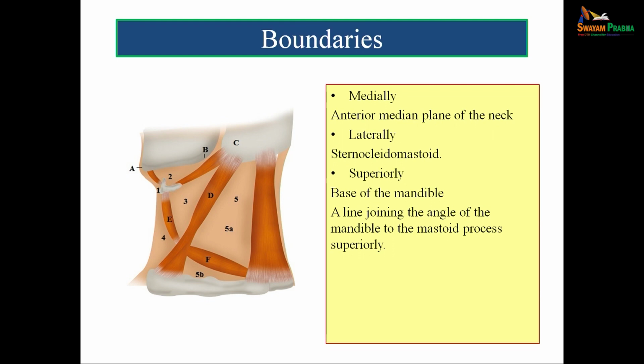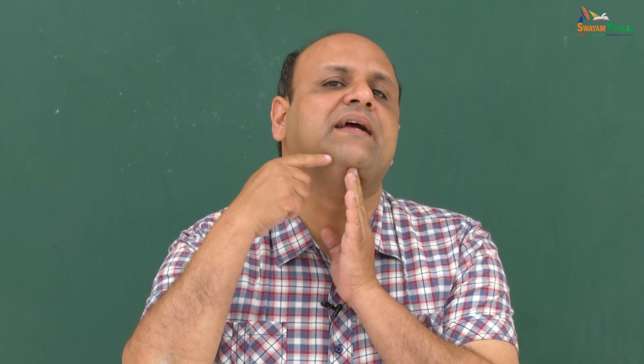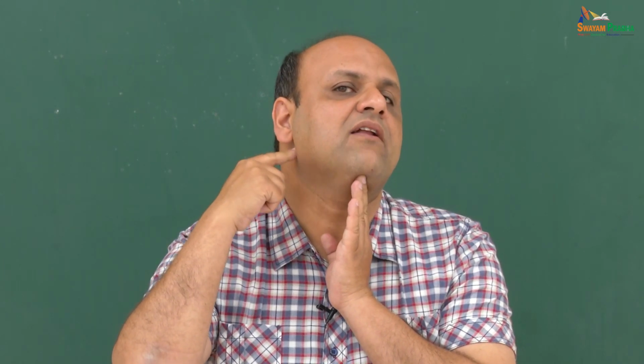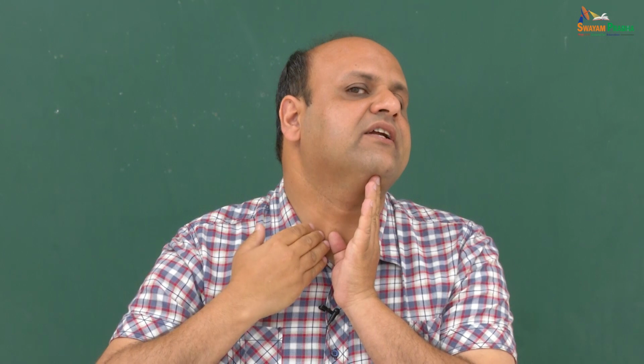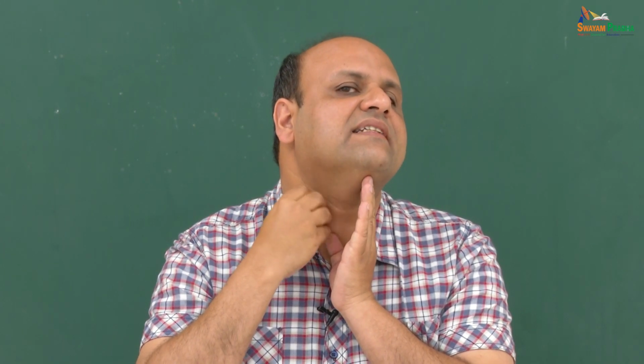So, in this particular slide, D represents the sternocleidomastoid. So from the median plane to the sternocleidomastoid, and if we join A and B, that is the line representing the base of the mandible, and if we join B and C, that is a line joining the angle of the mandible to the mastoid process. So within this area, bounded by the midline, the base of the mandible, the angle of the mandible to the mastoid process, and the sternocleidomastoid, lies the anterior triangle of the neck.